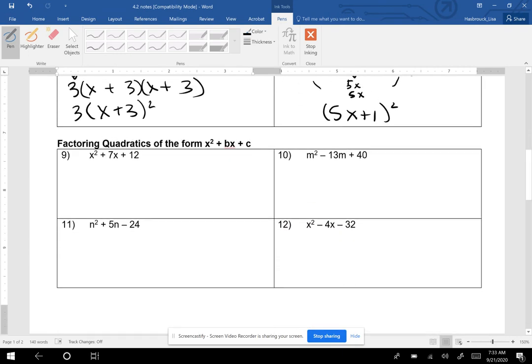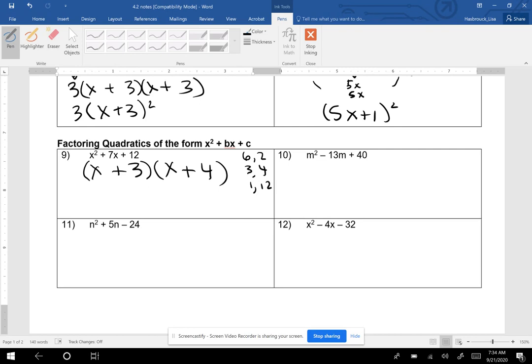Okay, so for this next section, we're going to have to do some guess and check. First I'm going to create my two sets of parentheses. X squared is x times x. Now I have to think to myself, what times what equals 12 that will add up to 7? Well, my options for 12 are 6 and 2, 3 and 4, 1 and 12. I would use 3 and 4, and they both need to be positive to have a positive 7 in the middle.